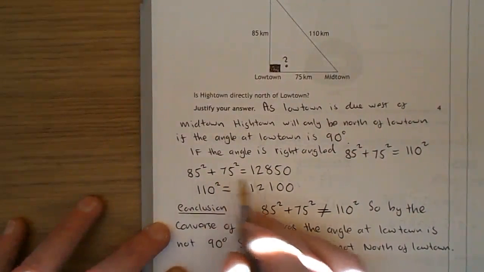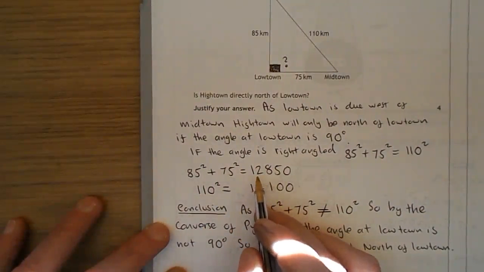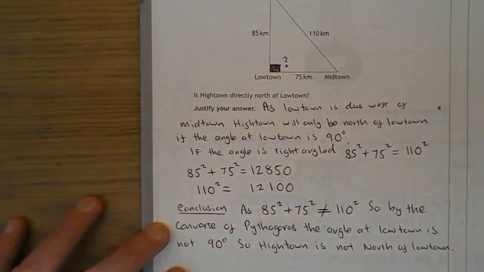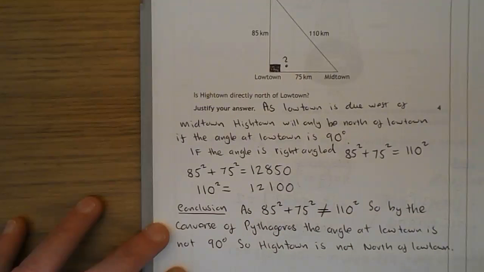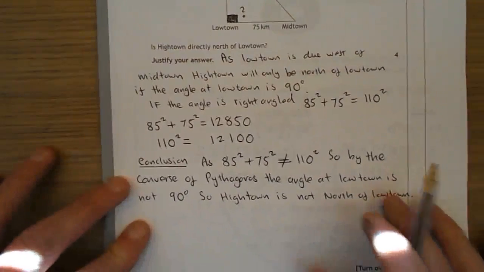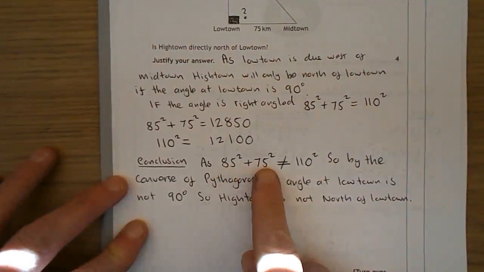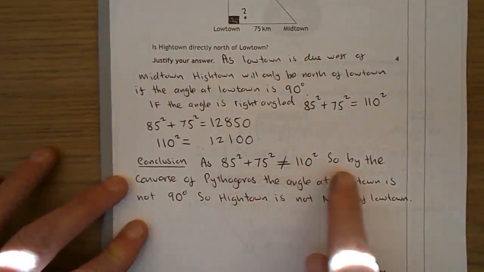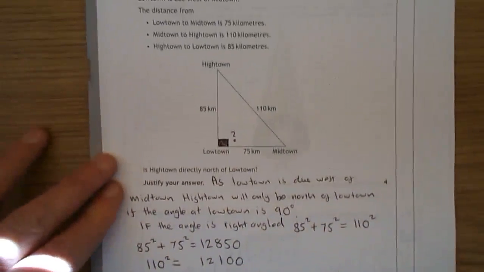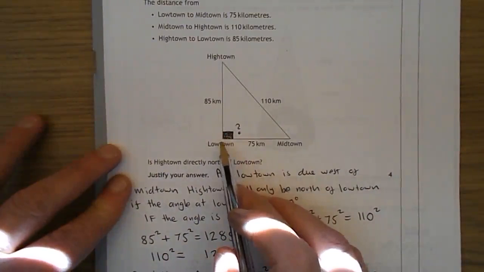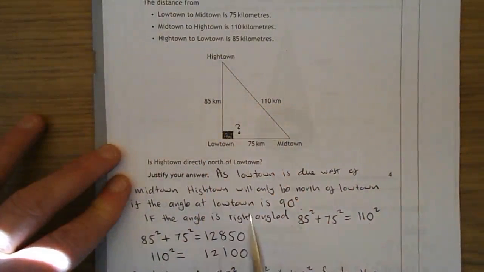85 squared plus 75 squared, calculator, 12,850. 110 squared, 12,100. So they're not the same. 85 squared plus 75 squared is not 110 squared. So by the converse of Pythagoras, the angle at Low Town is not 90 degrees. So High Town is not directly north of Low Town.